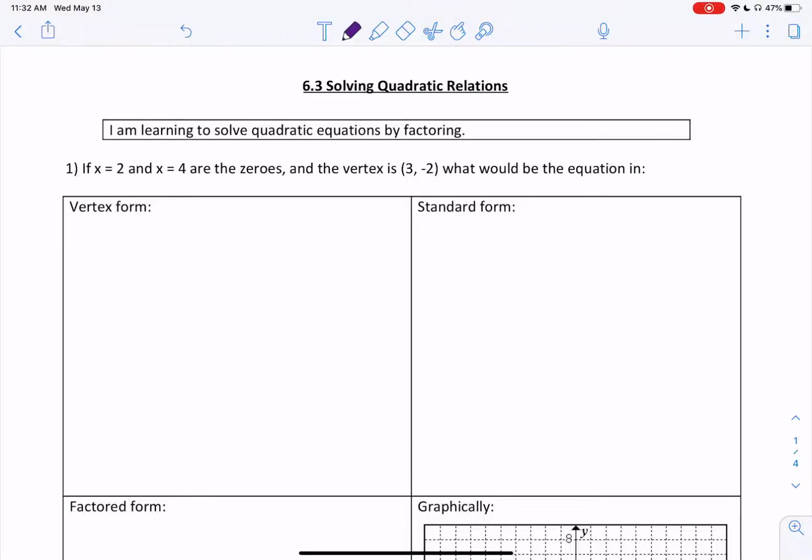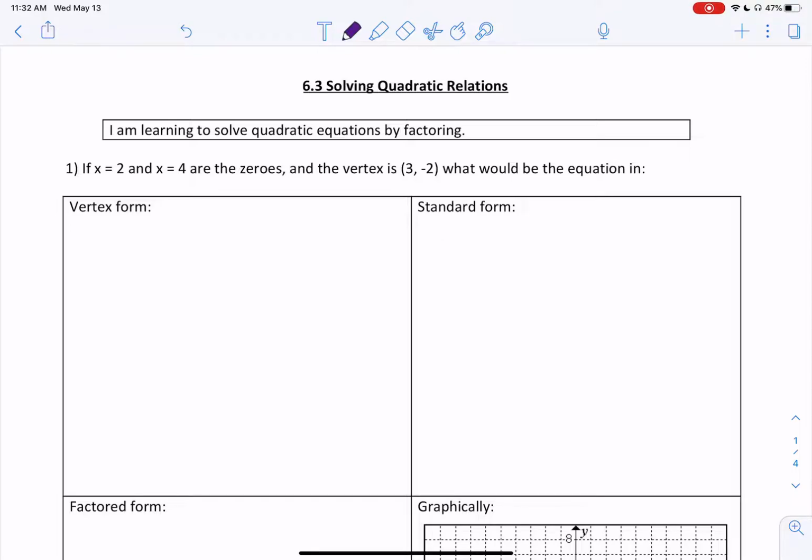For this lesson, we're going to be looking at solving quadratic relations. And when we solve quadratic relations, we will need our equations in factored form. So we're going to go back and review a few things that we've done before. So our question is, if x equals 2 and x equals 4 are my zeros and my vertex is (3, -2), what would be the equation in vertex form, standard form, and factored form?